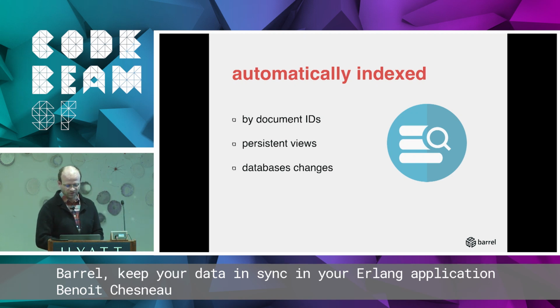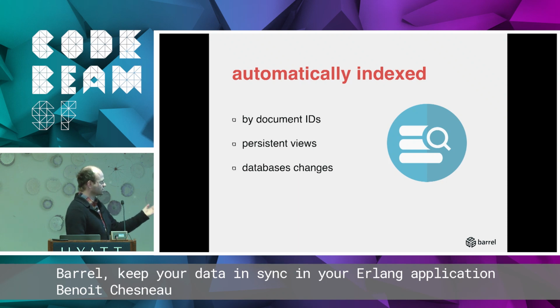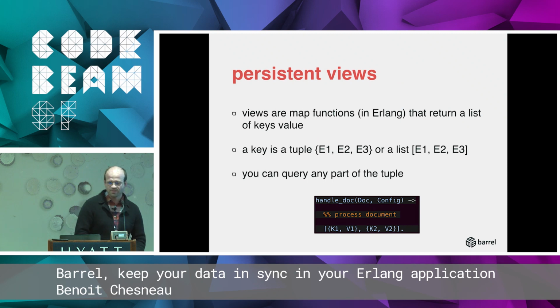So there are a lot of things automatically indexed. By default, you have the document storage, which indexes everything by IDs. You have the persistent views that I will show you, and the database changes. You can query any change in the database over time. So what are persistent views?